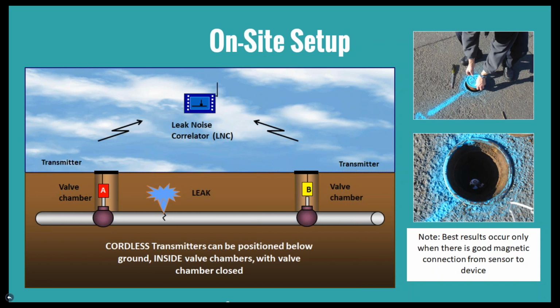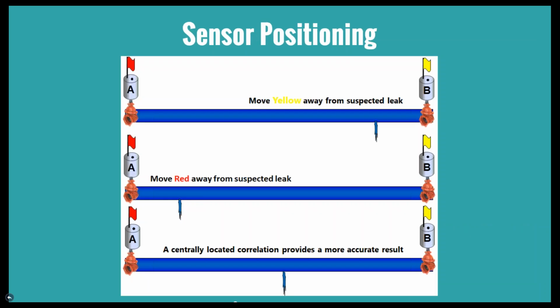So your on-site setup, just a schematic here of what it would look like. You have your two correlators, A and B, and you have a leak noise correlator. Basically, you run your correlation. If you do pick up a leak, you like to run it a couple times. Typically, the correlation takes 2 to 3 minutes for the two sensors to correlate. With most of these correlators, they have antennas that sit on top of the valve box, or sit on the surface level, so that the leak noise correlator can communicate with both. Go ahead, Noah.